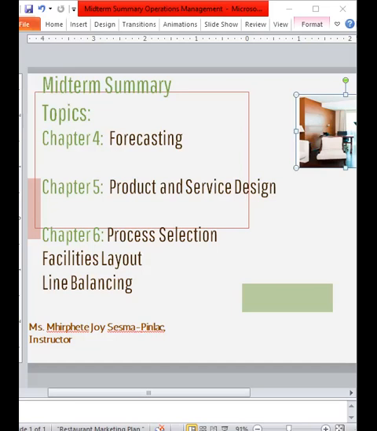In choosing a forecasting technique, cost and accuracy are the two most important factors.